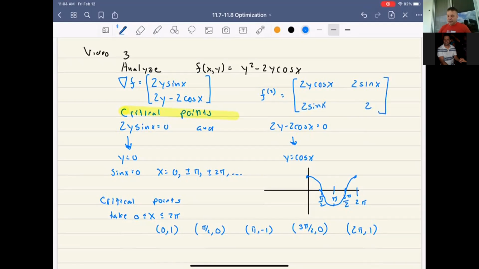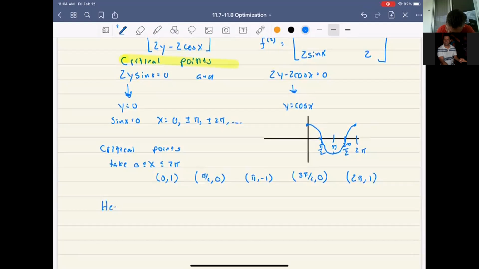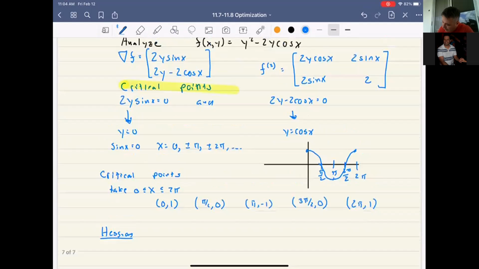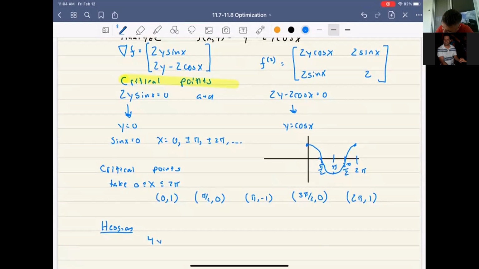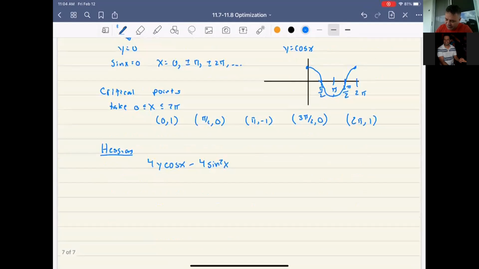Okay, let's take the determinant of that. So the Hessian is going to be 4y cosine x minus 4 sine squared of x. Okay, so now we're going to go ahead and see what happens to each of these at these different points. We can do that, but we can also just look at what the function does. So let's take a look first at the function, sorry.